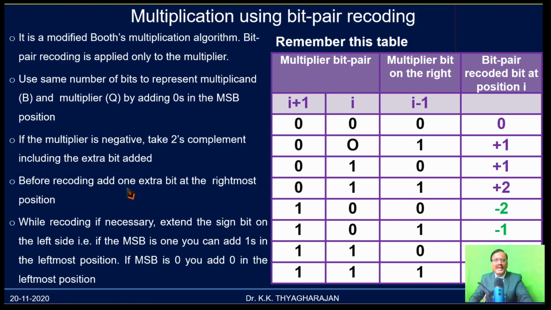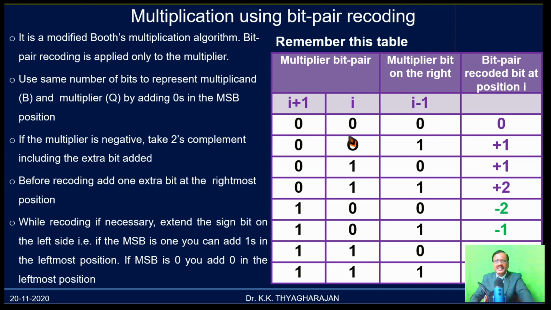Before recoding, add 1 extra bit at the rightmost position. While recoding, if necessary, extend the sign bit on the left side. That is, if the MSB is 1, you can add 1s in the leftmost position. If MSB is 0, you add zeros in the leftmost position. All the steps provided here are same as the steps provided for Booth's multiplication algorithm. The only difference is, while recoding, instead of using the 2-bit table, we will be using this 3-bit table.